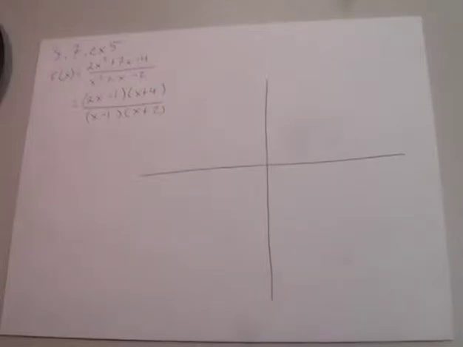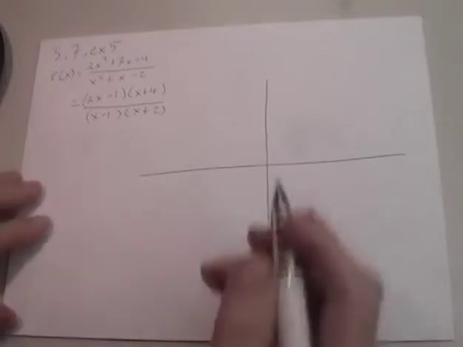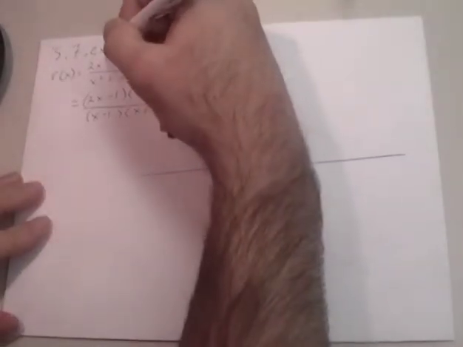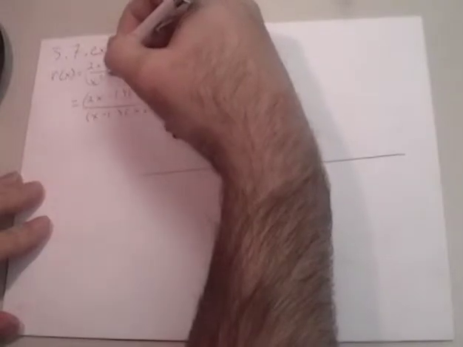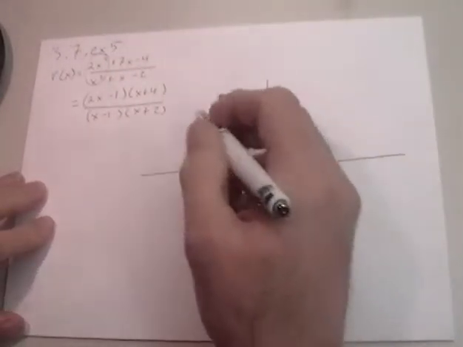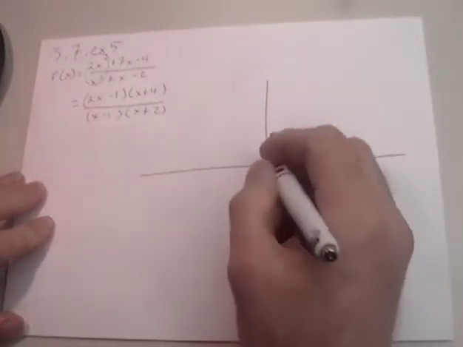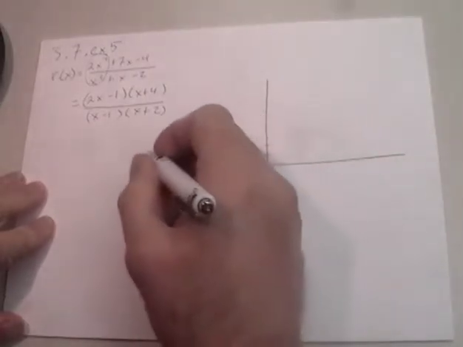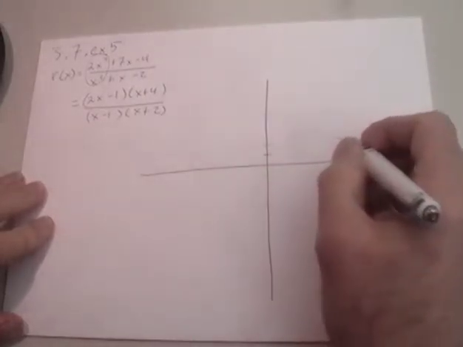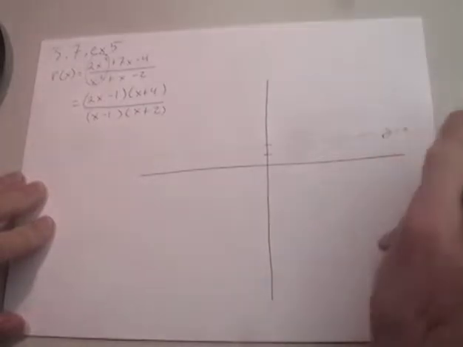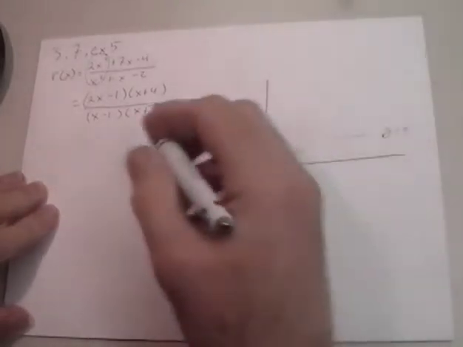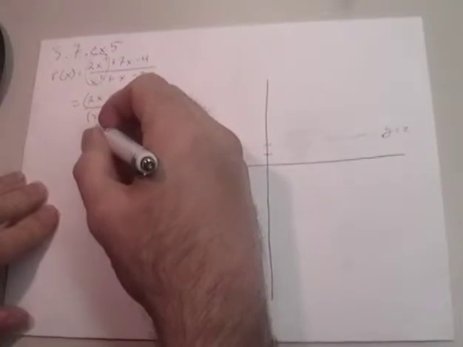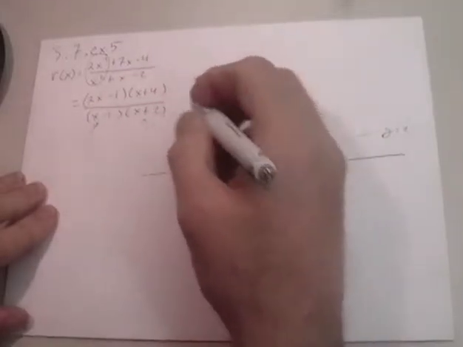For a rational function, we are going to look in 4 different places for clues as to what's going on. There's going to be a horizontal asymptote, which is going to be the ratio of the lead terms. In this case, the ratio of the lead terms is 2, so I draw a horizontal line, and I label it y equals 2.